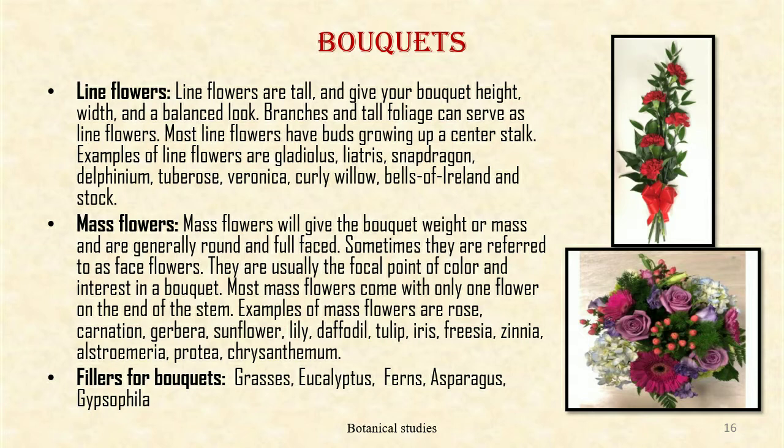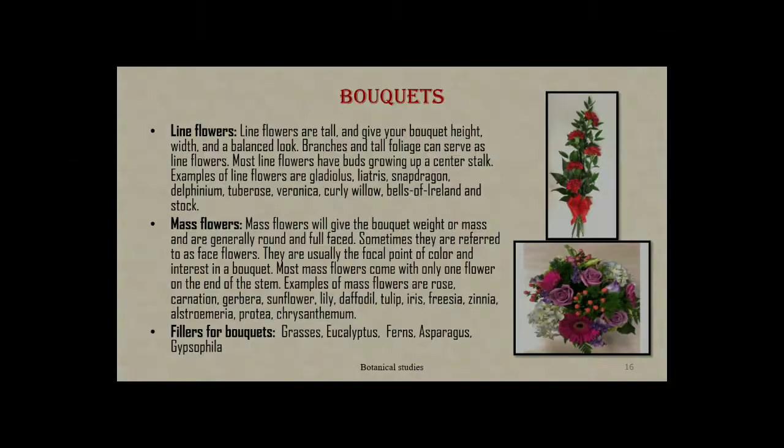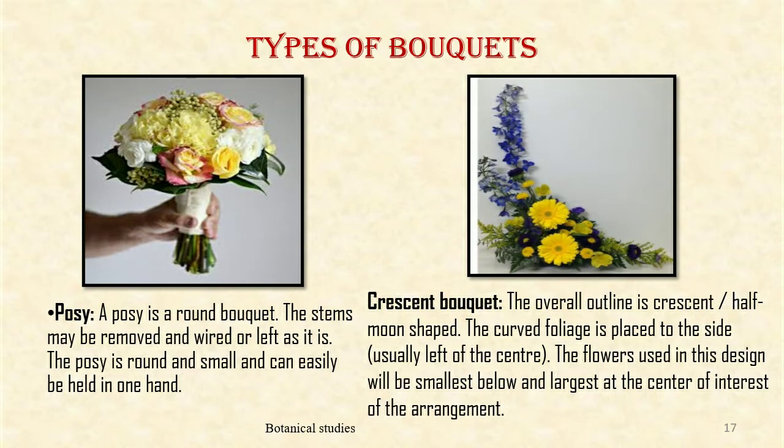Fillers for bouquets: grasses, eucalyptus, ferns, asparagus, and gypsophila are used as fillers. Types of bouquet. Posy. A posy is a round bouquet. The stem may be removed and wired or left as it is. The posy is round and small, and it can easily be held in one hand.